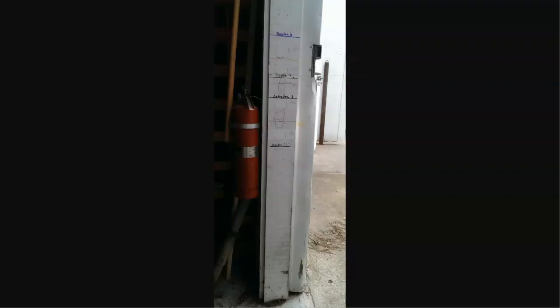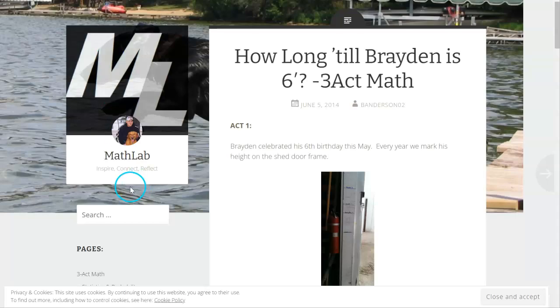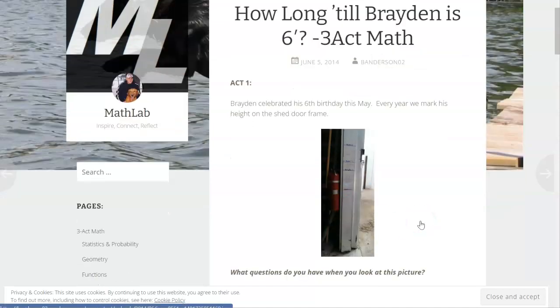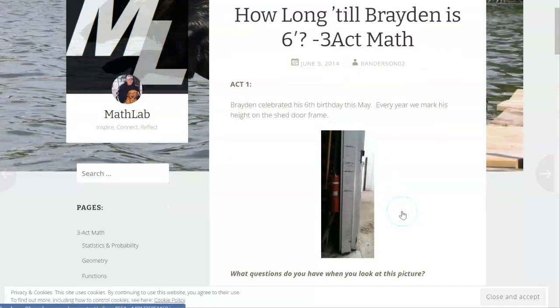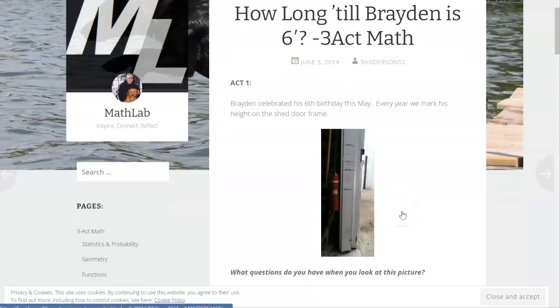Now I'm going to give you this link in your teacher notes. This is the actual 3-act task, and there's the picture that you just saw. And then it tells you Braden celebrates his 6th birthday this May. Well, we now know that's in 2014. And every year we mark his height on the shed door frame.